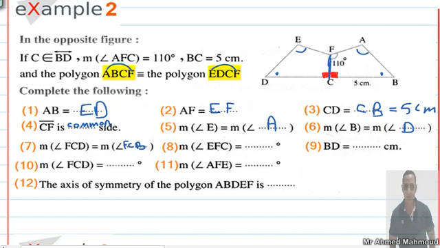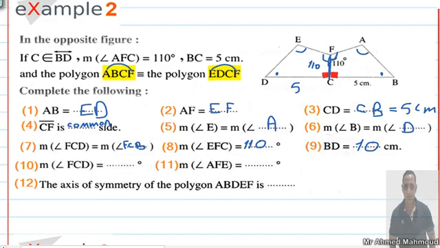The next one, EFC equals what? EFC equals, exactly like the next angle, 110 degrees. Yes, this one equals 110. Okay, BD equals what centimeters? BC equals 5 and CD equals 5, then BD equals 10 centimeters.